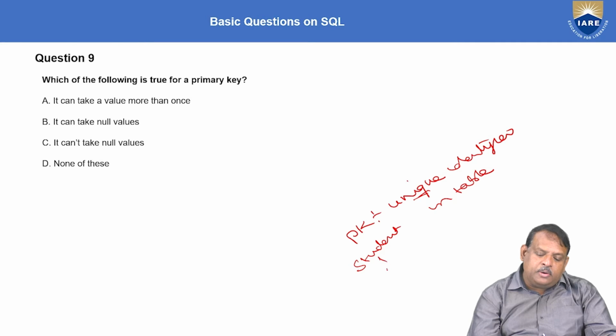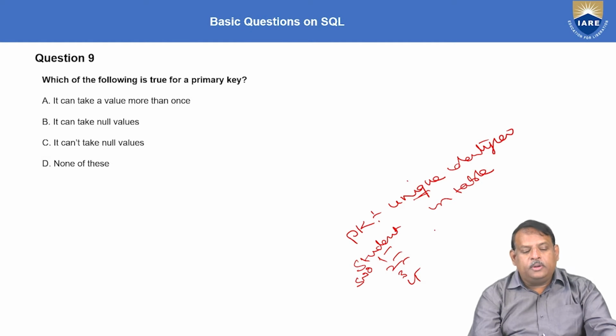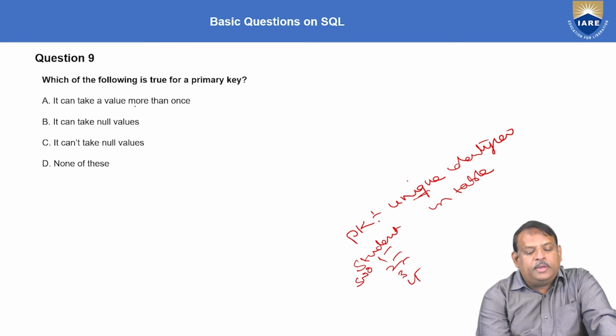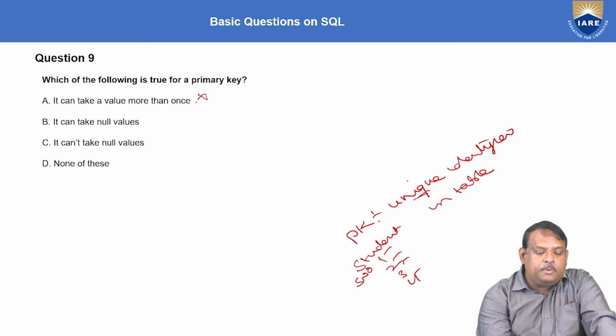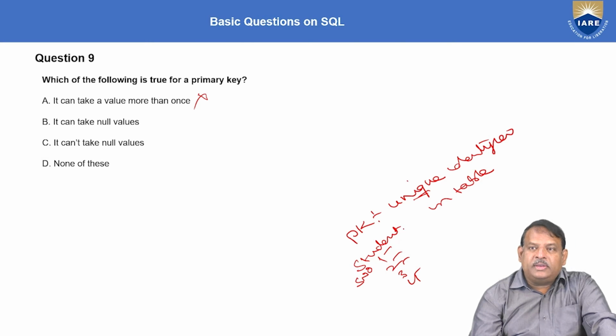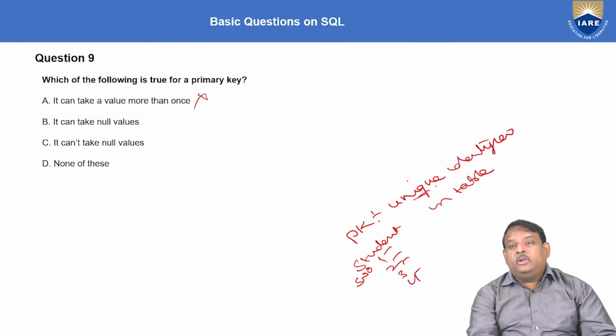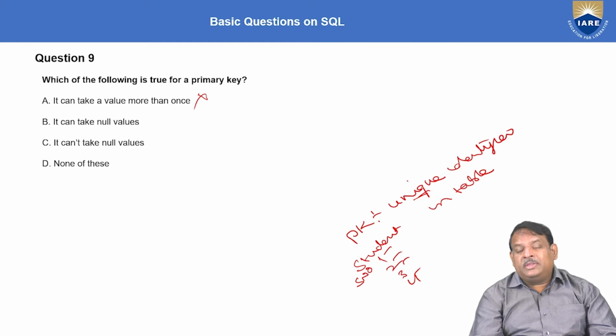My roll numbers are 1, 2, 3, 4. In this student table, I can say my student number is a unique key or a primary key. So there will be no duplicates. The option says a primary key can take a value more than once. This is a wrong statement, because a primary key is a column on a table which will uniquely identify a record. If there are two records with the same ID, you will be confused about which is the correct record.